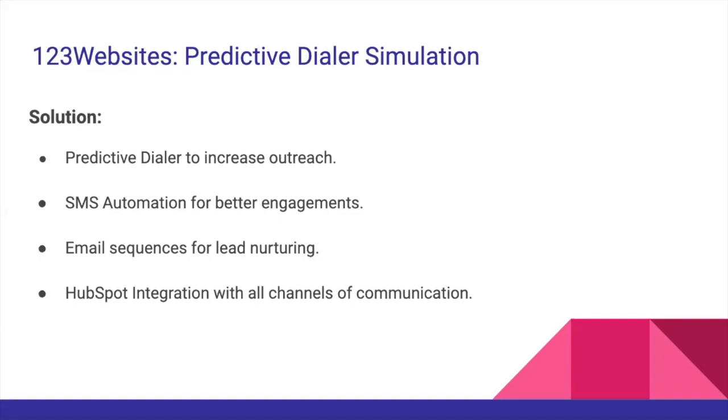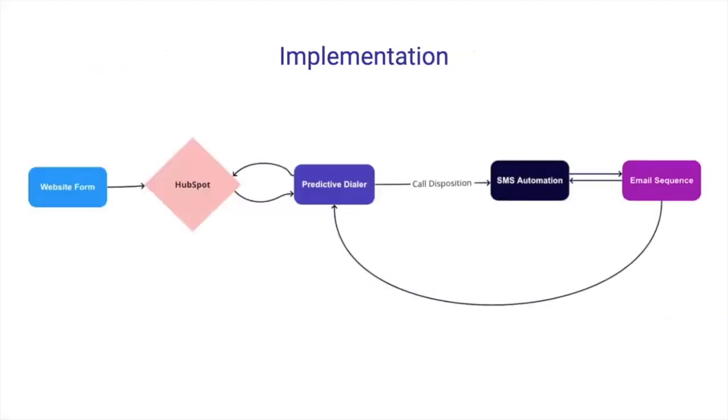What we did was we actually helped them with 4 solutions. First, a predictive dialer to increase outreach, an SMS automation for better engagement, email sequence for lead nurturing, and HubSpot integration for all the channels of communication. And here's what we implemented for them. So website form was fetching leads into a HubSpot CRM contact list. That list was then put into a rigorous calling of predictive dialer. After that, if there is a certain disposition or a certain segmentation of leads, then they were put into an SMS automation and of course the email sequence, sending them back to a predictive dialer in case they are passive.